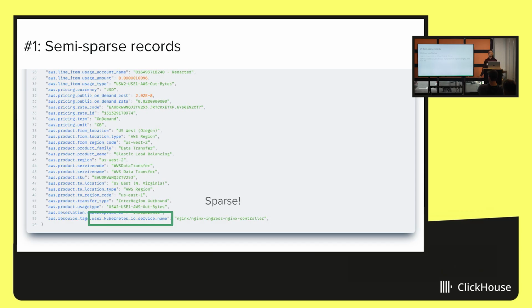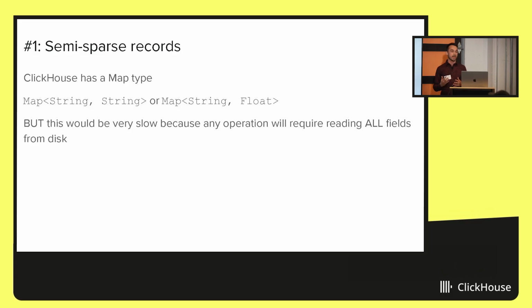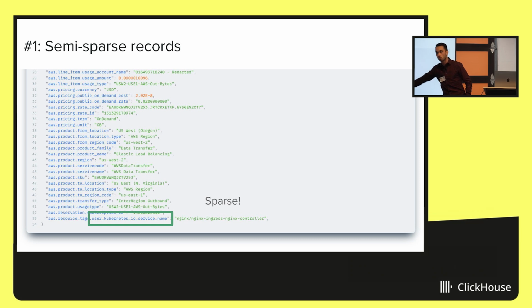Well, ClickHouse has a map type. And so you could just dump all of this data into a map from string to string, a map from string to float, because there's some strings in there, there's some numbers. But this would be very slow because the way that ClickHouse queries this map is it's going to just read the column and search through it, loading from I/O this whole blob in order to check if the field matches what your query is.